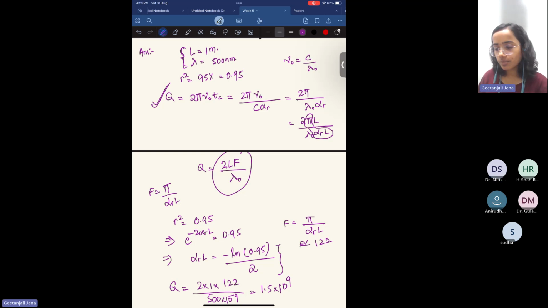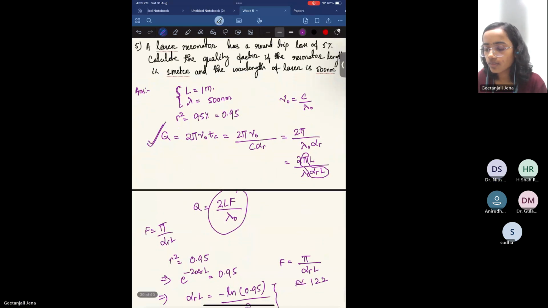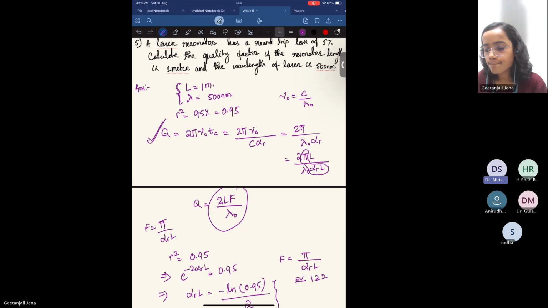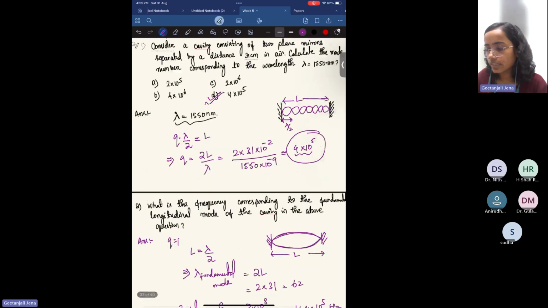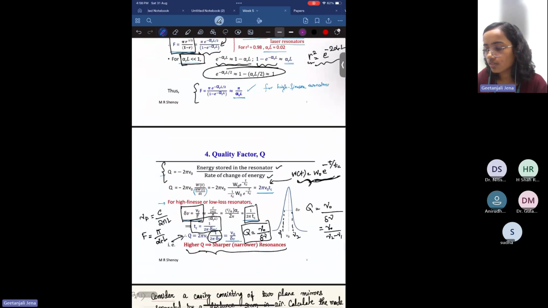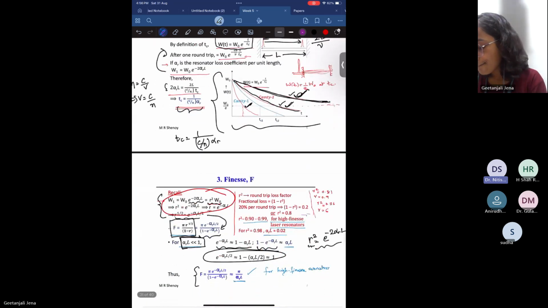I didn't get it. Can you please repeat? So round trip loss is 5%. Then high fineness slide. We showed the high fineness slide. This one. And here you can see that our R square equal to 0.98, alpha RL equal to 0.02, which is 1 minus R square, I think. Alpha RL is 0.02. It is 1 minus.